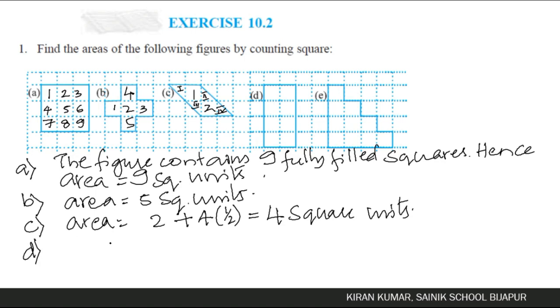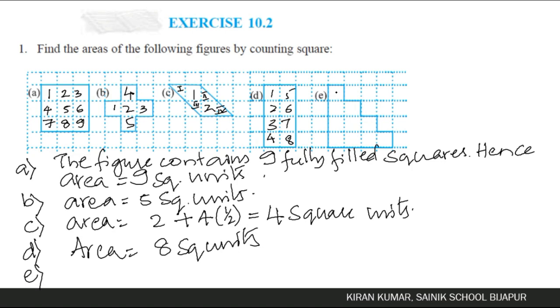Look at the fourth one. Here it's very clear. 1, 2, 3, 4, 5, 6, 7, 8. So the area will be equal to 8 square units. In the fifth one also there is no hiccups. 1, 2, 3, 4, 5, 6, 7, 8, 9, 10. There are 10 fully filled squares. So the area will be equal to 10 square units. Very easy.